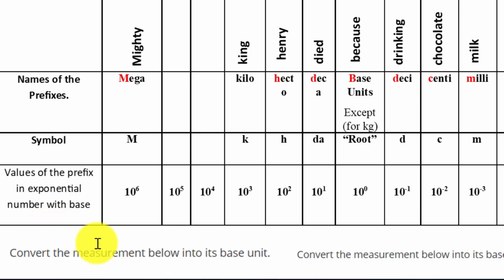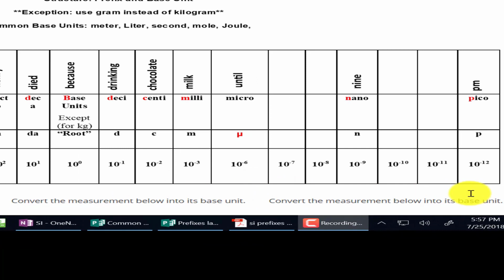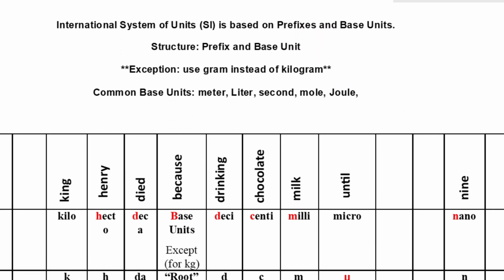In the last lesson, we learned how to memorize all the values of the prefixes, but today we are going to learn how to use the prefixes in our measurement. The International System of Units, SI, is based on prefixes and base units. The structure of an SI unit is prefix and base unit. The word "and" means multiply in math.